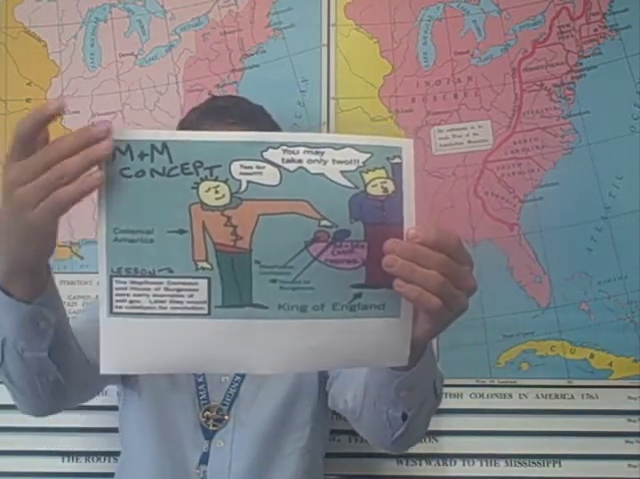The British Parliament and the King are passing laws that the colonists have no say in. And we like to think of this as the M&M concept, right? If I give you one M&M, what do you want? Well, you want a second M&M. Another history teacher, Mr. Hughes out of New York, illustrates this pretty nicely for us, the M&M concept.